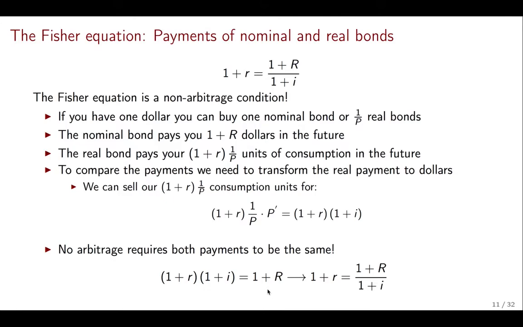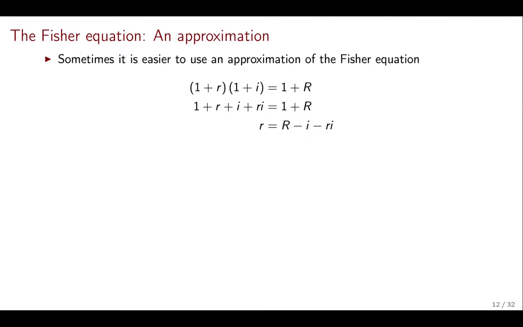So what we end up having is that 1 plus r times 1 plus I is equal to 1 plus nominal r. That leads to the same equation we had at the beginning. That's called the Fisher equation. For a lot of our applications, it's actually going to be easier to use an approximation of the Fisher equation. For that, you can use this expression.